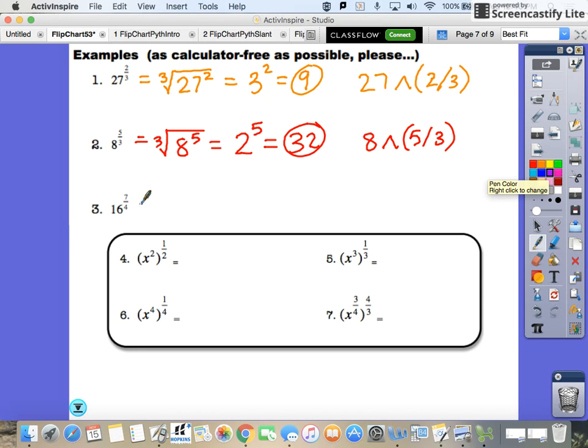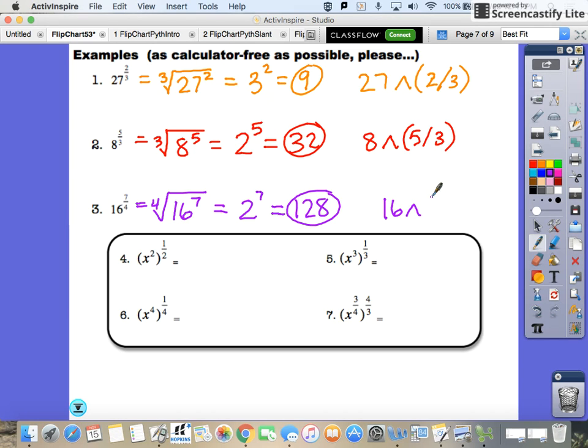And then this one, 16 to the power of 7 over 4, can be rewritten as a 4th root, because 4 is on the bottom, of 16 to the 7th power. The 4th root of 16 is 2. 2 to the 7th is 32 times 2 is 64 times 2 is 128. 2 to the 5th we knew is 32, so I just doubled it twice more. Or you could go 16 caret 7 divided 4.